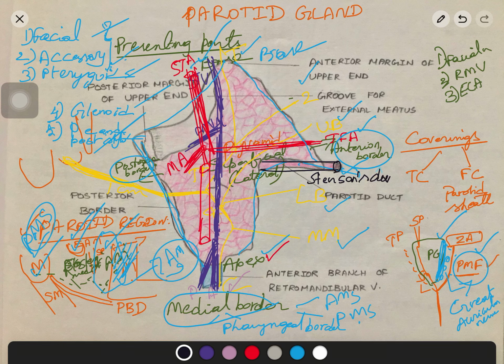This is the parotid duct, or the Stenson's duct. It is about 5 centimeter in length and 3 millimeter in width. It is formed within the gland by the union of two vertical ducts. It emerges through the anterior border of the gland and passes at first forward on the masseter muscle between the upper buccal and the lower buccal nerves.